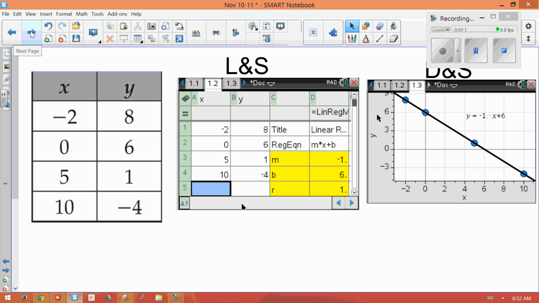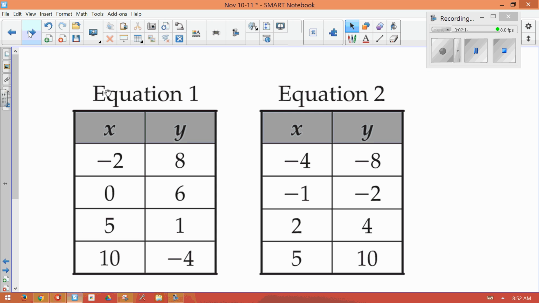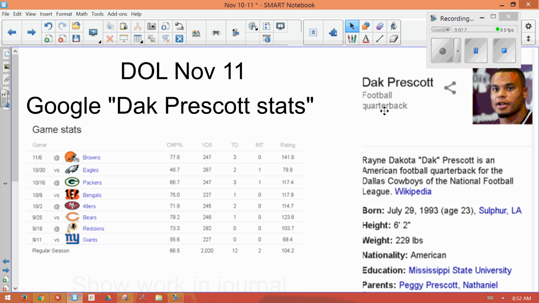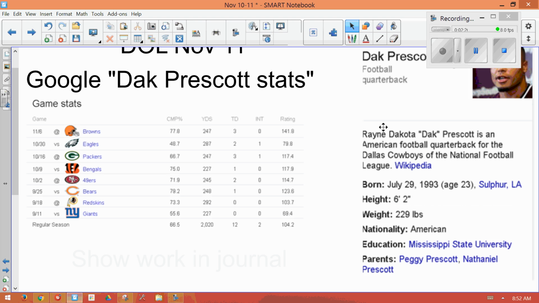Okay, that sets us up for the DOL. So here's the DOL. You might know Dak Prescott is the quarterback of the Dallas Cowboys. These are his statistics. I Googled Dak Prescott stats and got this. Notice that through the first 8 games, he threw for 247 yards in the first game, 287 yards in the next game, and so on, all through 8 games.